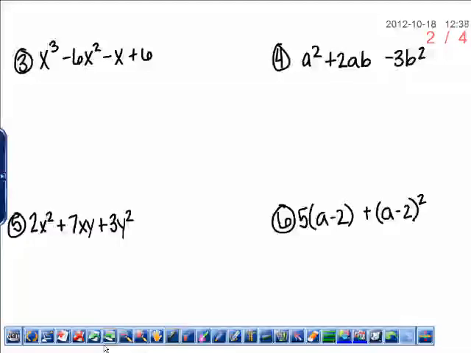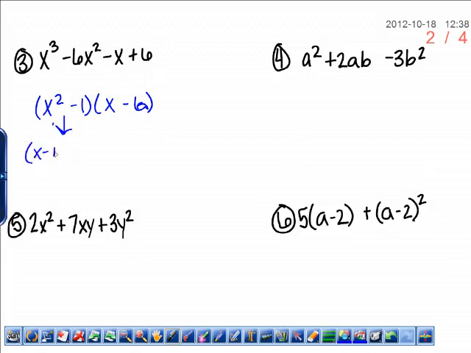Okay, so I hope that in your first step, you were able to get to x squared minus 1 times x minus 6. Yes? But that's not the final answer, is it? We've got to keep going on that. That's difference of squares, so it's x minus 1 times x plus 1 times x minus 6. Any questions about that? All right, let's look at number 4.